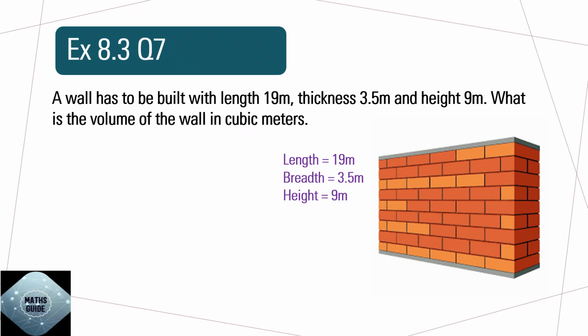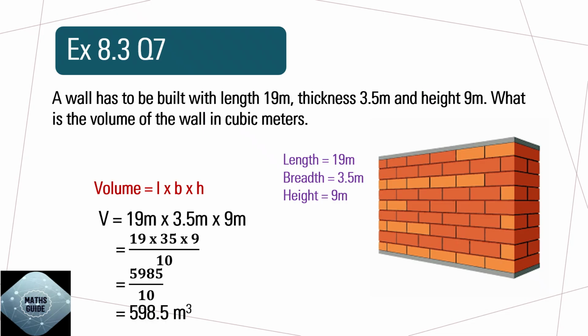Applying all 3 dimensions into the formula of volume, which is length into breadth into height, we get 19 meter into 3.5 meter into 9 meter. Here first of all we will remove the decimal point, and here the 10 comes in the denominator. Now multiplying the numerators and then dividing it by 10, a decimal comes again, and this is 598.5 meter cube. This is the volume of this wall.